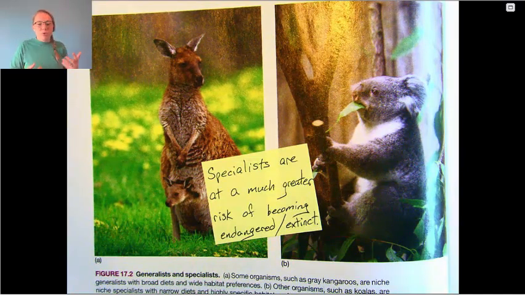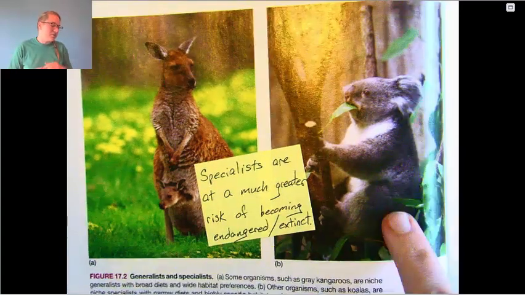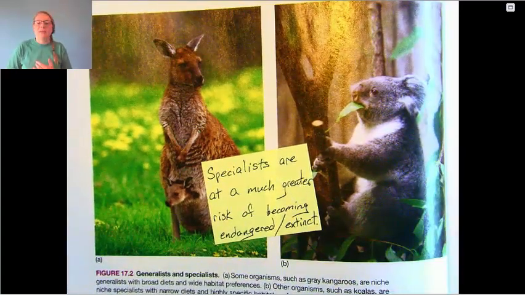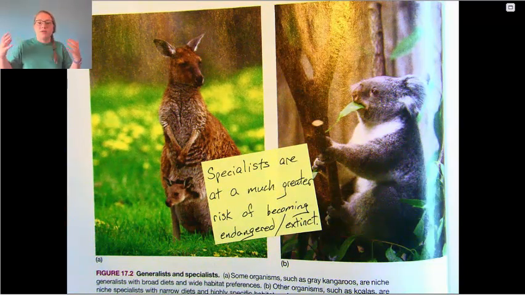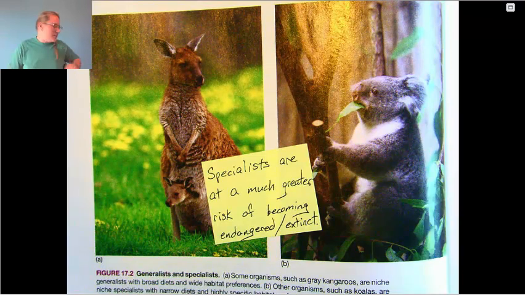Whereas a kangaroo, they're generalists. They'll eat pretty much anything. They'll live in a pretty wide variety of habitats. So these specialists are actually at a much greater risk of becoming endangered or extinct when their environment and their habitat is being threatened.